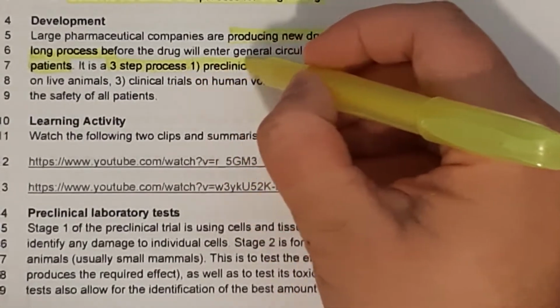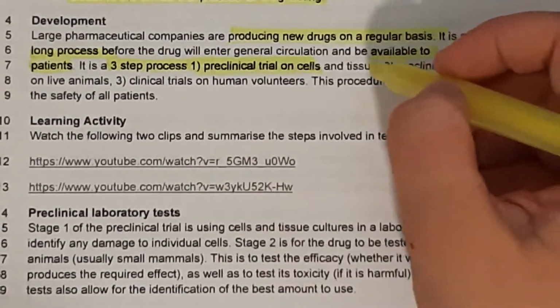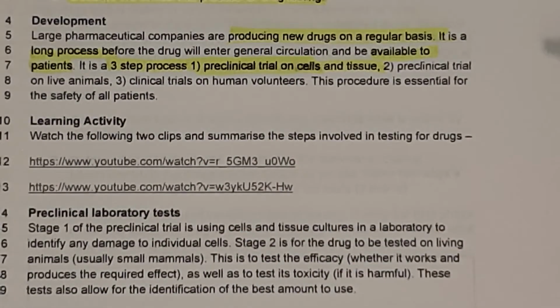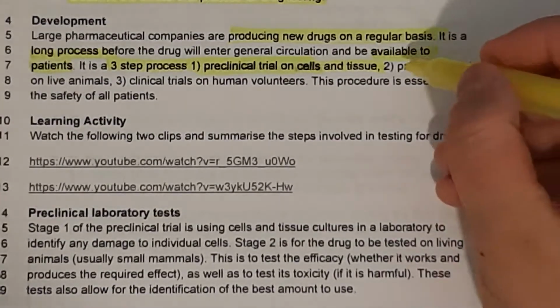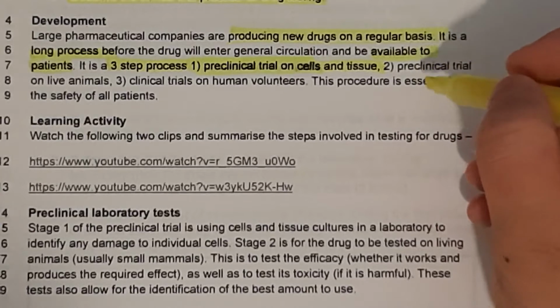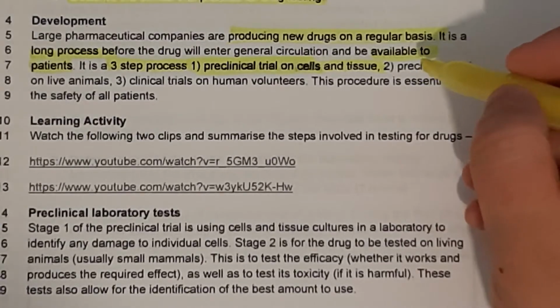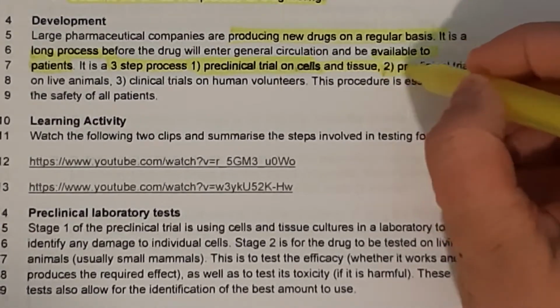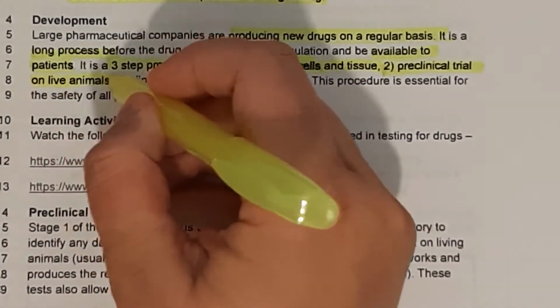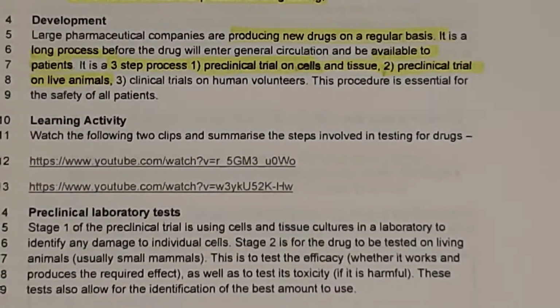Step 1, preclinical trials on cells and tissues. So step 1 doesn't go anywhere near any people, it just goes through cells and tissues that may belong to people and may belong to animals. Part 2 of the 3-step process is preclinical trials on live animals. Again, that's to see if it works, if it's safe, and if there's any side effects. Step 3 is clinical trials on human volunteers.